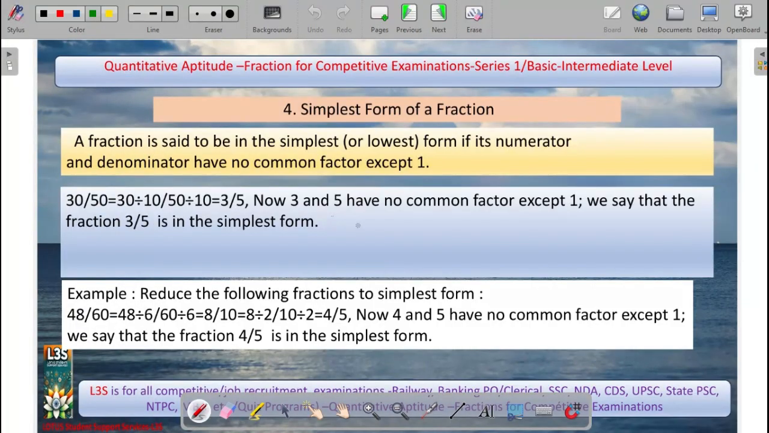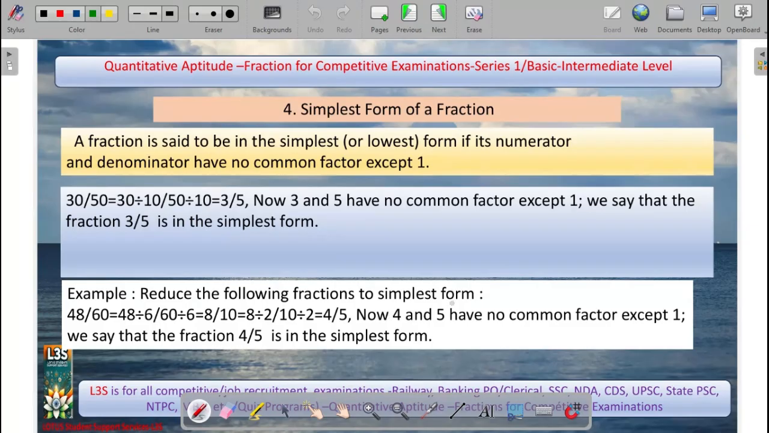Next is the simplest form of a fraction. A fraction is said to be in the simplest form or lowest form if its numerator and denominator have no common factor except 1. Now here 30 by 50, if we divide 30 by 10, we'll get 3. 50 by 10, the same number we divide numerator and denominator by, then we'll get 3 by 5. And 3 and 5 have no common factor except 1. So we can say that 3 by 5 is the simplest form.